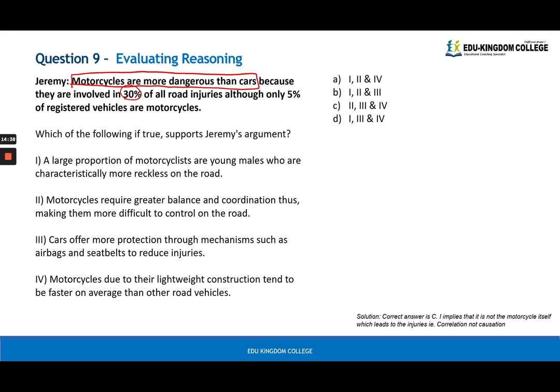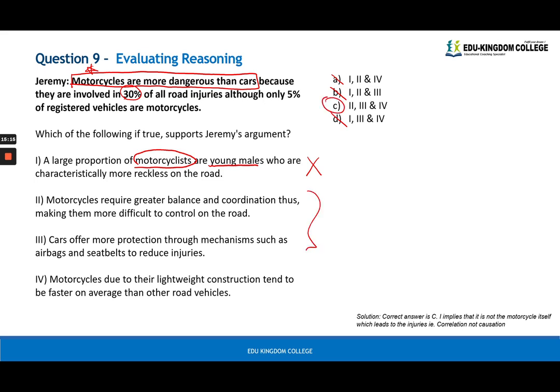So I says a large proportion of motorcyclists are young males who are characteristically more reckless on the road. Now, I is not a very good supporting factor because it is talking about the drivers of these motorcycles, or motorcyclists, not the actual motorcycles themselves. So they're saying that the drivers are what make it more dangerous, not the actual motorcycles. So that's why I is actually weakening the argument. So it's not the one that we're looking for. By that logic, you can see that A, B, and D all have I in it. So C is the answer.